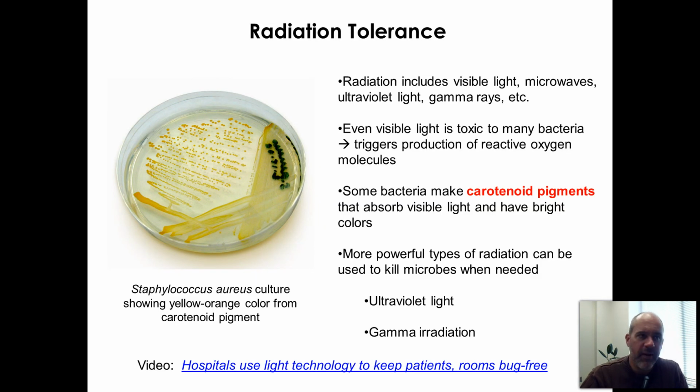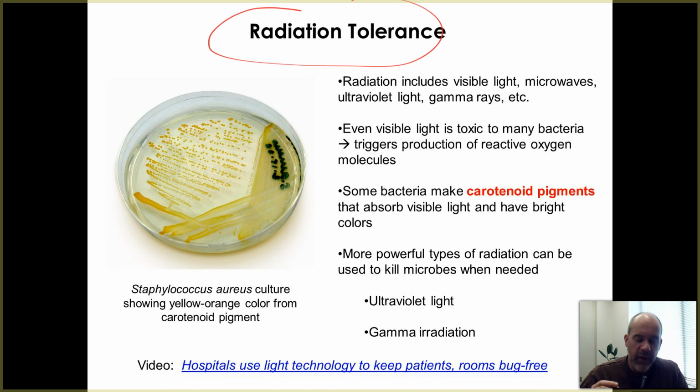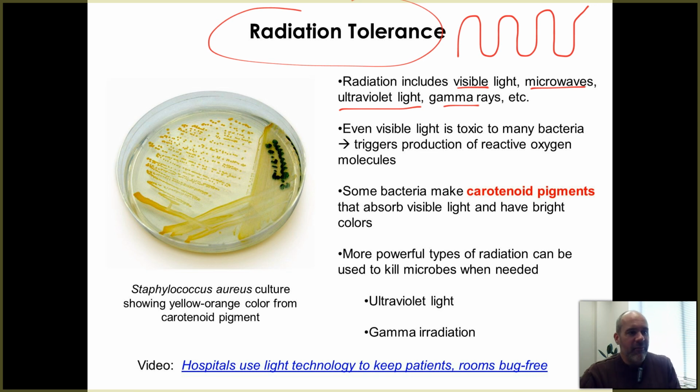Okay, another environmental factor that can impact the growth of microbes, radiation tolerance. So radiation refers to anything that travels in a ray of some sort, and that includes visible light, it includes microwaves, ultraviolet light from the sun. Gamma rays are the more damaging types of radiation energy that we are really thinking about when you hear like radiation from a nuclear power plant meltdown or a nuclear bomb. That would be gamma radiation.